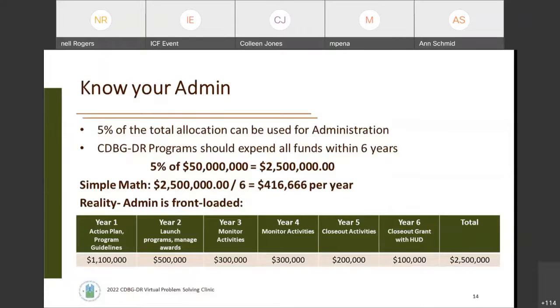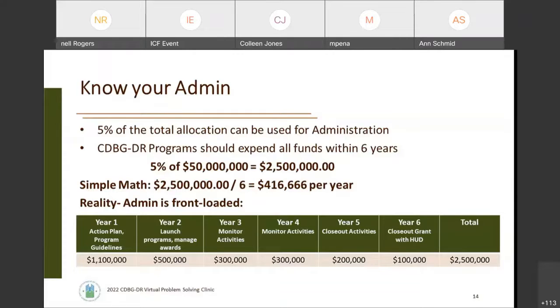Now, the Federal Register notice allows for 5% of the total allocation to be used for administration. This slide walks you through a new grantee, presumably with a smaller award. In this case, we've used $50 million to think about the use of administrative funds. So the simple math would be to take 5% of that $50 million, or $2,500,000, and divide it over the length of the grant. So you have 6 years to perform these projects. That gives you about $416,000 per year.